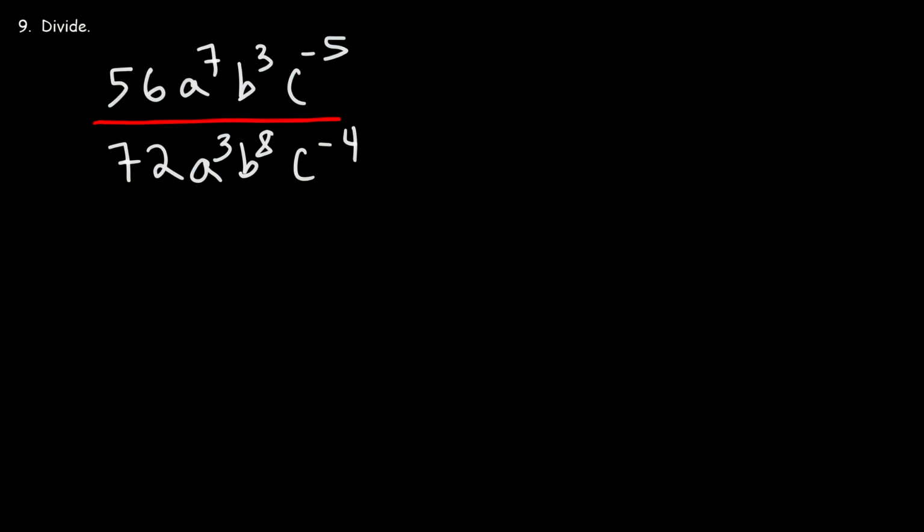Number 9, divide. So what is 56, A to the 7th, B to the 3rd, C to the negative 5, divided by 72, A to the 3rd, B to the 8th, C to the negative 4? So how can we divide these two monomials together? Well, first, let's break up 56 and 72. 56 is basically 8 times 7, and 72 is 8 times 9. So we could cancel the 8's.